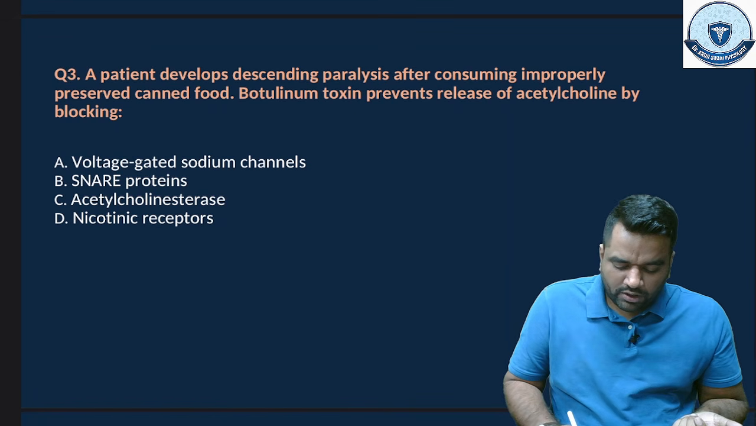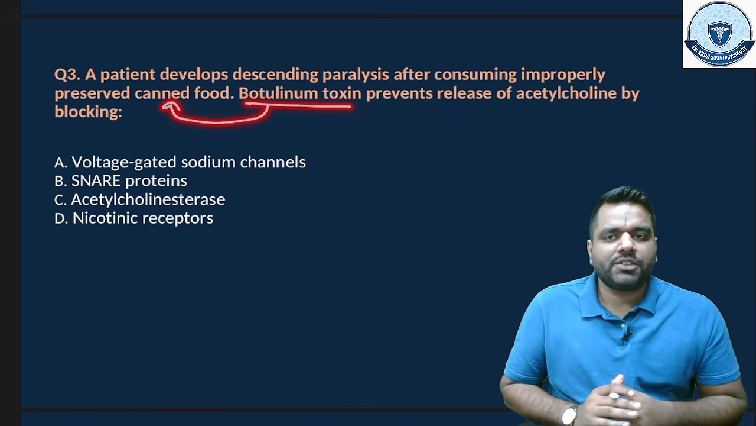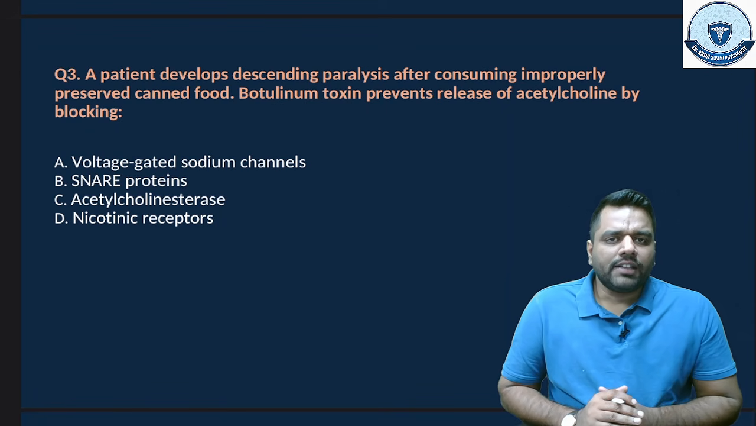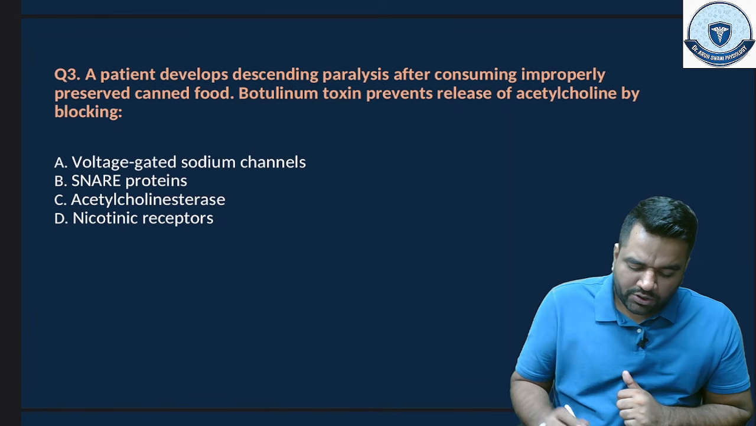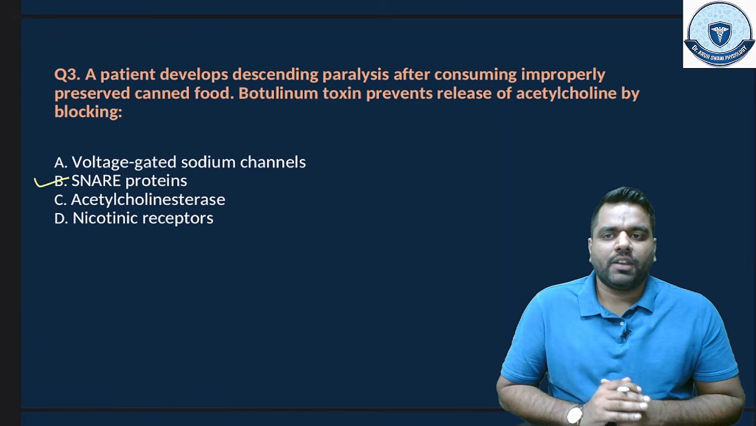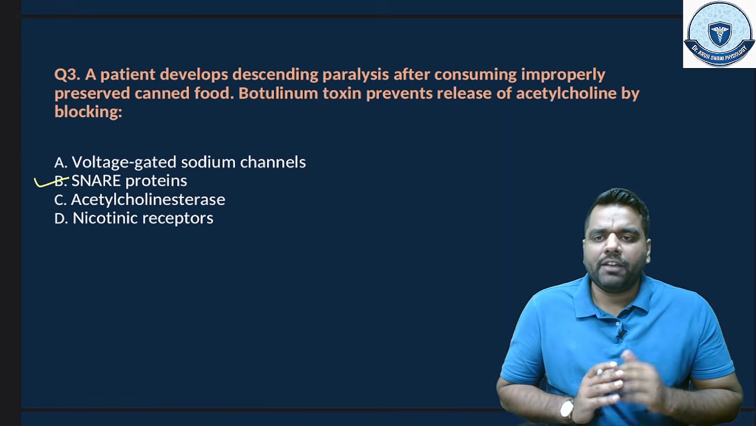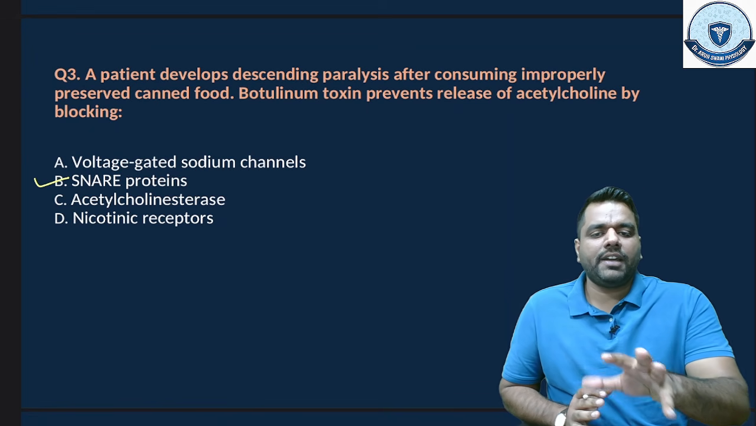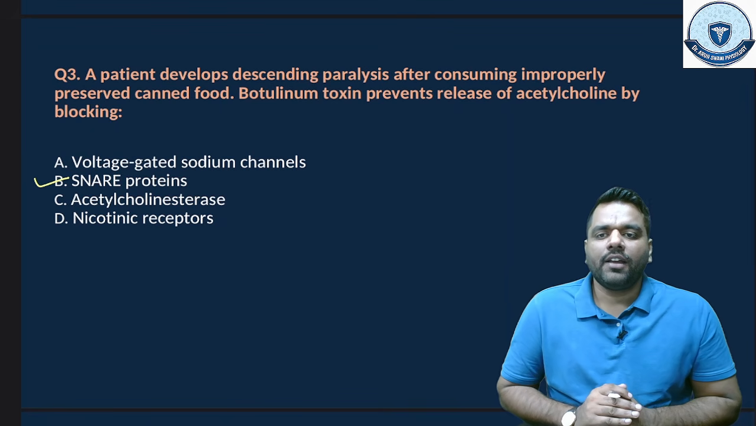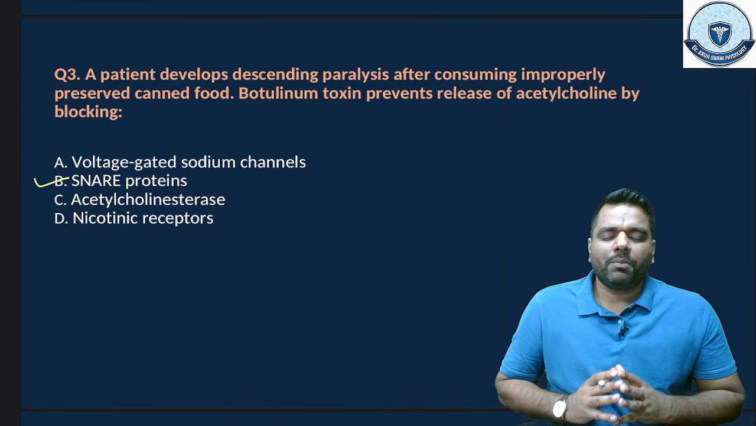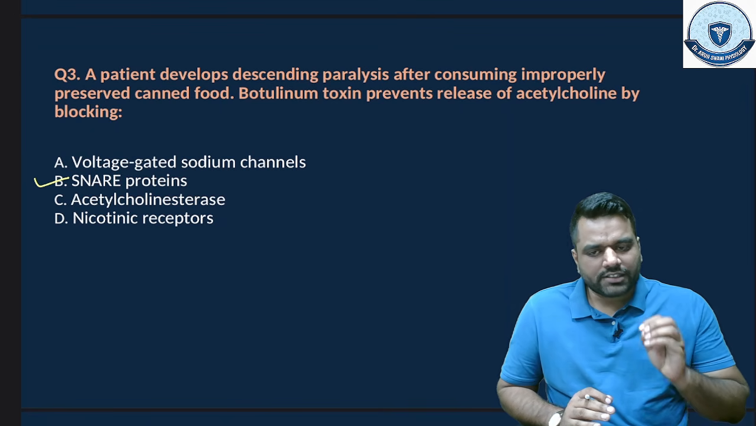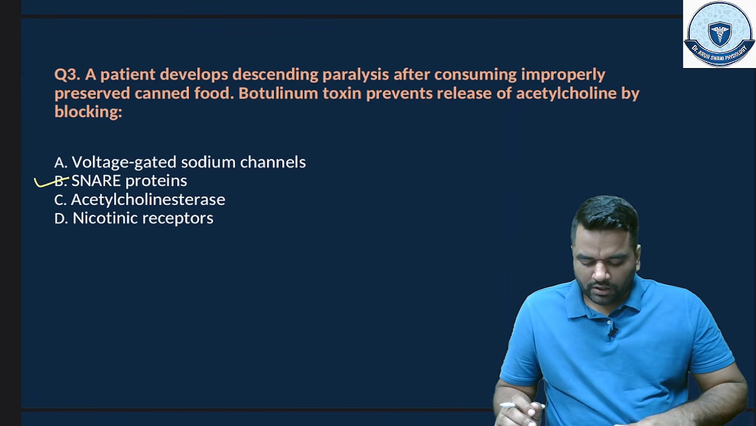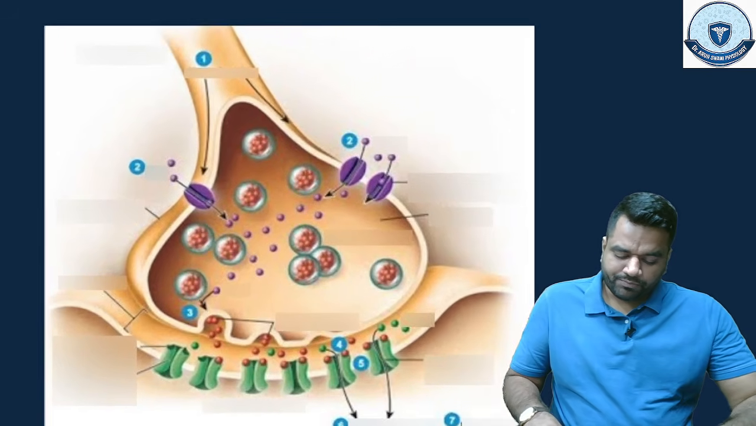So guys, we know botulinum toxin toxicity mainly happens due to canned food. And guys, what will this botulinum toxin do? This botulinum toxin actually blocks the SNARE protein. If the SNARE protein is blocked, the acetylcholine vesicle cannot be released from the presynaptic area, and no transferring of the signal can be possible from the neuromuscular junction, right? So please pay attention over here.